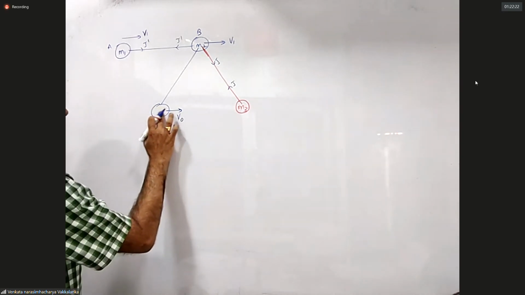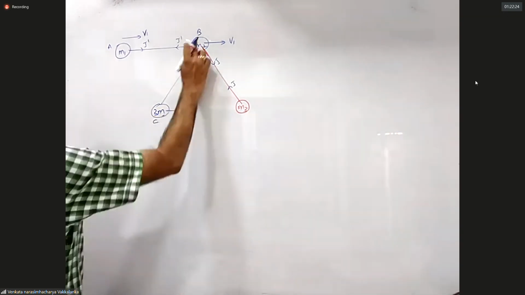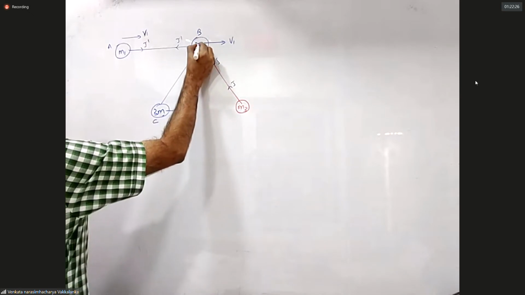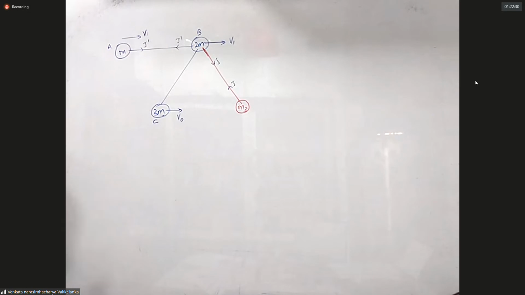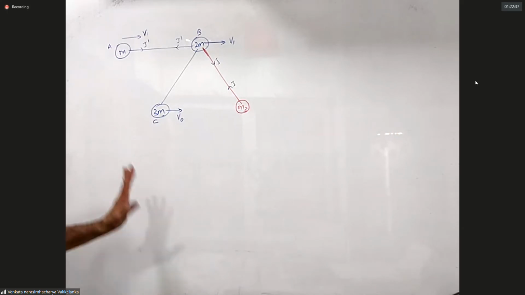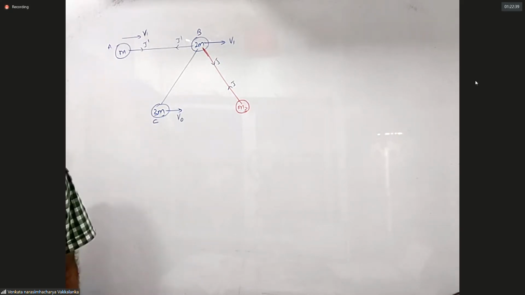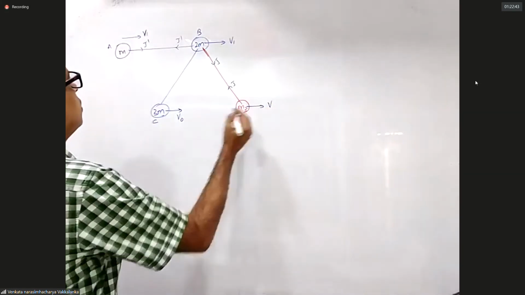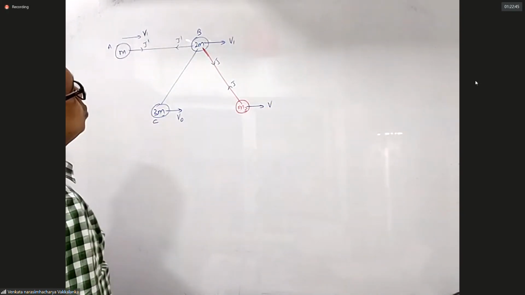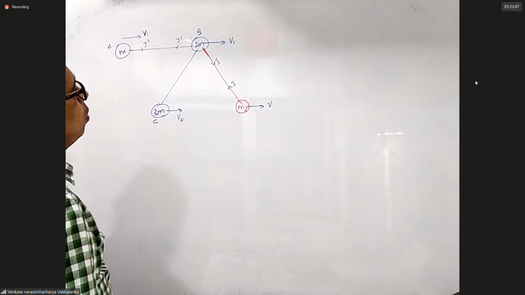Now, why should I take 3m, 2m? Let me not introduce new variables. We already have a sufficient number of variables. So, how did you determine V1 will be parallel to V0? V1 is parallel to V0.